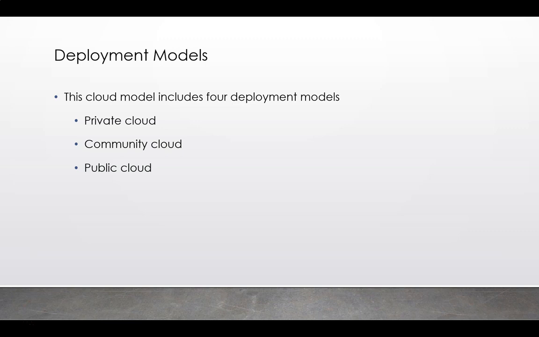Public cloud. The cloud infrastructure is provisioned for open use by the general public. It may be owned, managed, and operated by a business, academic, or government organization, or some combination of these. It exists on the premises of the cloud provider. Hybrid cloud. The cloud infrastructure is a composition of two or more distinct cloud infrastructures, private, community, or public. These remain unique entities, but are bound together by standardized and proprietary technology that enables data and application portability.